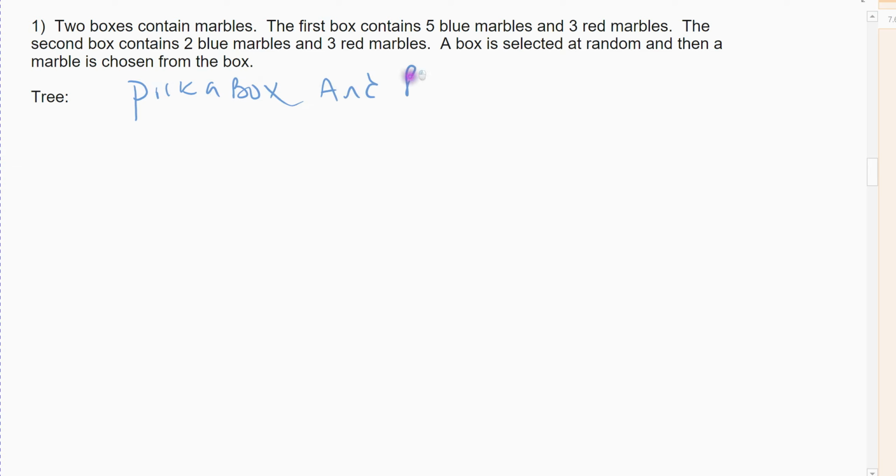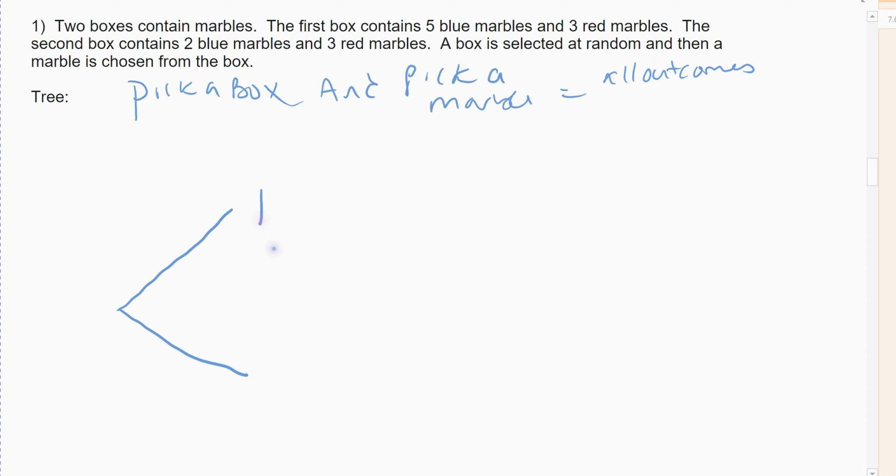And then we pick a marble. A single marble, so it's not a combination type. We're just selecting one marble. Alright, so it's one pick. And then all my outcomes. So there's 2 options, so I'm just going to write 1 for box 1, 2 for box 2.